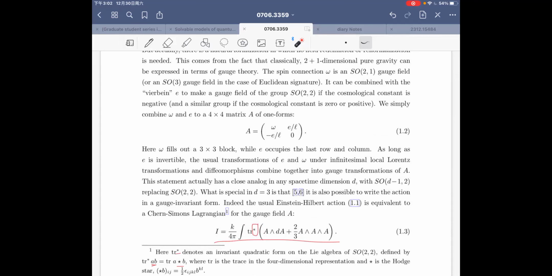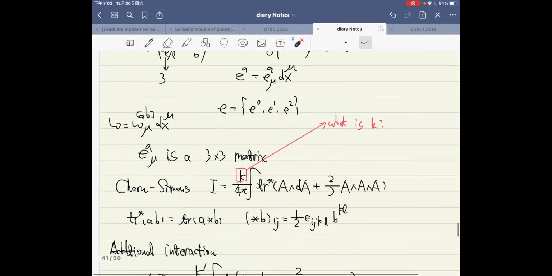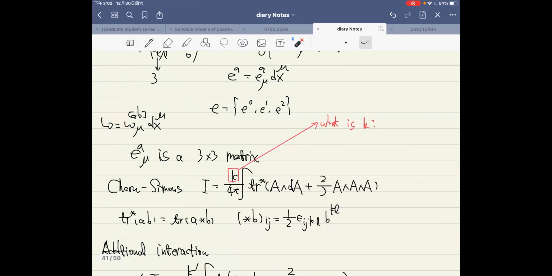Okay, and since we are studying 2 plus 1 dimensional gravity, the omega represents the SO(2,1) gauge field. It is a 3 times 3 1-form matrix. Okay, here it is a 3 times 3 1-form matrix. On the other hand, the E with an upper index represents a vector component of 3 1-forms.